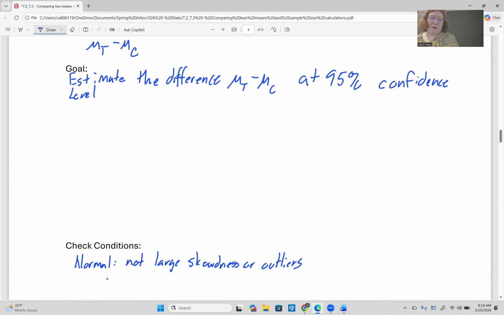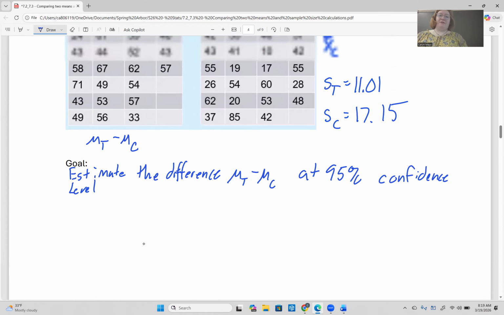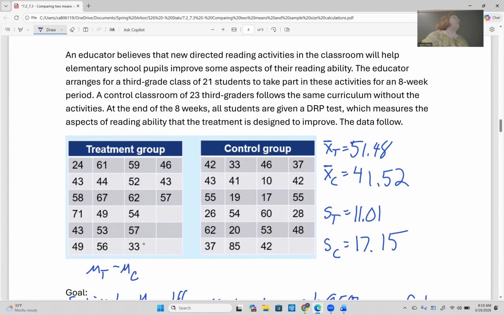We check that it's random. Checking that one, we'll come back to actually check normal, but checking that one, this is about as random as it can be. They used pre-existing classes, but I don't know if it necessarily states it, they're essentially using classes with the same reading teacher then.